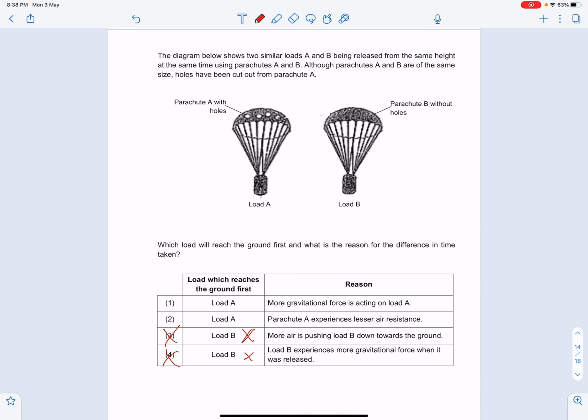Okay. Now, the reason why is not that it's experiencing more gravitational force. This is wrong. Remember, I told you that gravity is essentially the same, unless there is a change in mass. So in this case, no change in mass. So that answer is not correct. The other answer is actually correct. It experiences lesser air resistance simply because there were holes in it. So there was less surface area. So answer number 2.